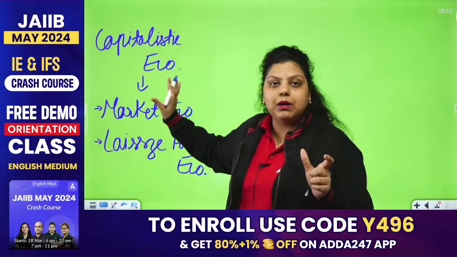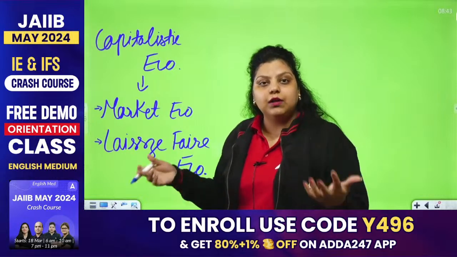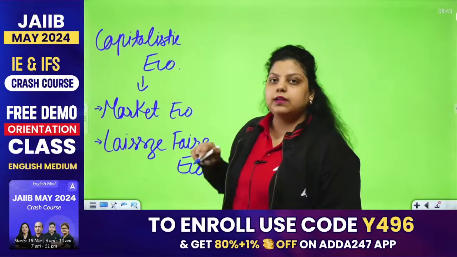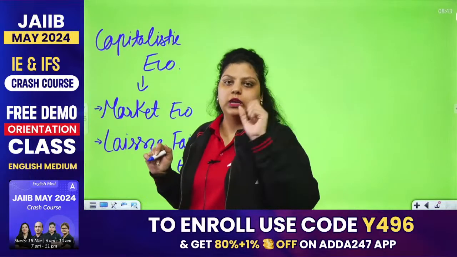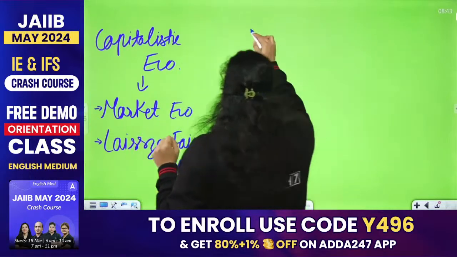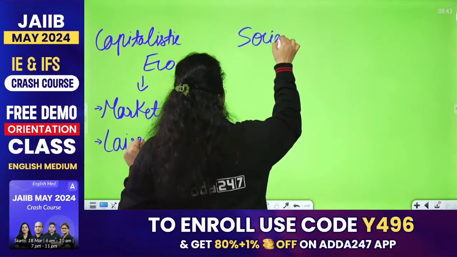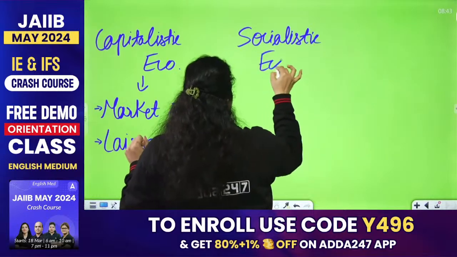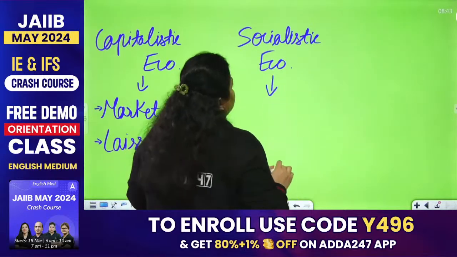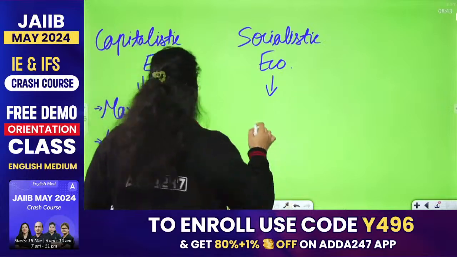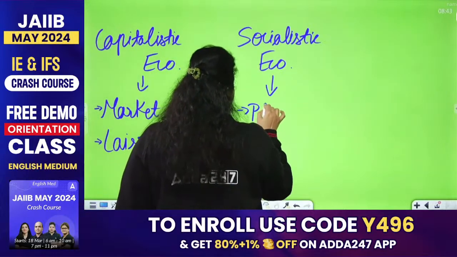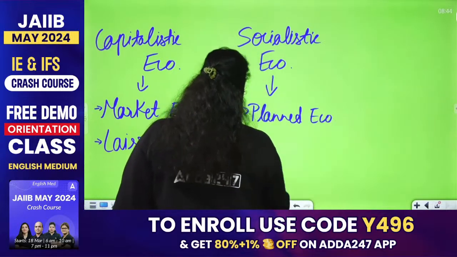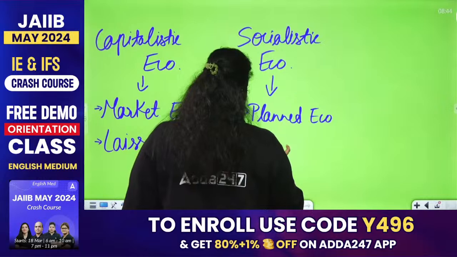Capitalistic is why we are calling market or laissez-faire, because it has freedom, because it is dependent on the market's demand and supply. Accordingly, private industrialists will run the economy. That's why the other two names have been given to it. Now, when it comes to the socialistic economy, the socialistic economy also has two other names. That's a planned economy and command economy.